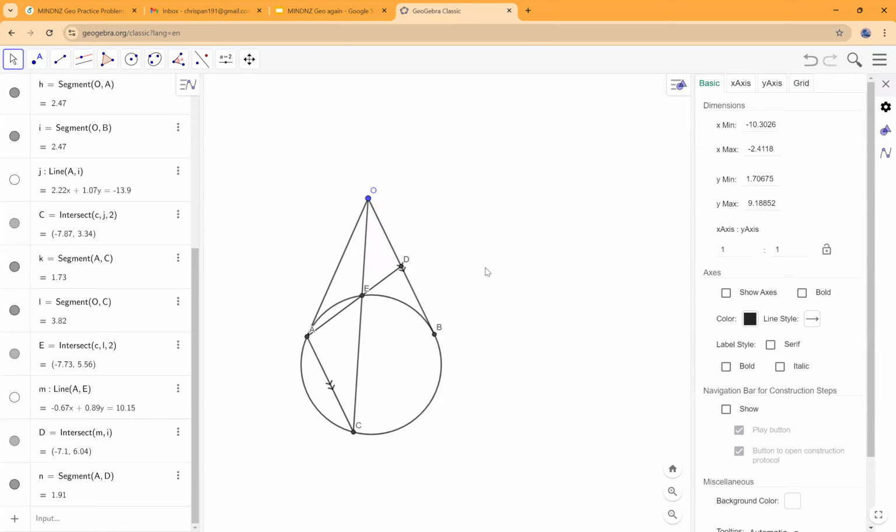What to do? I think the first thing to do when you get a bunch of random conditions like this is to just chase around angles, right? It's just to see what angles.